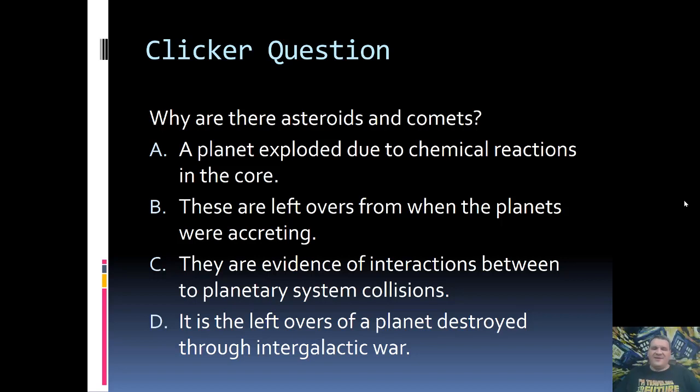All right, the correct answer is B. These are the leftovers. This is the stuff that did not get swept up when forming the planets.